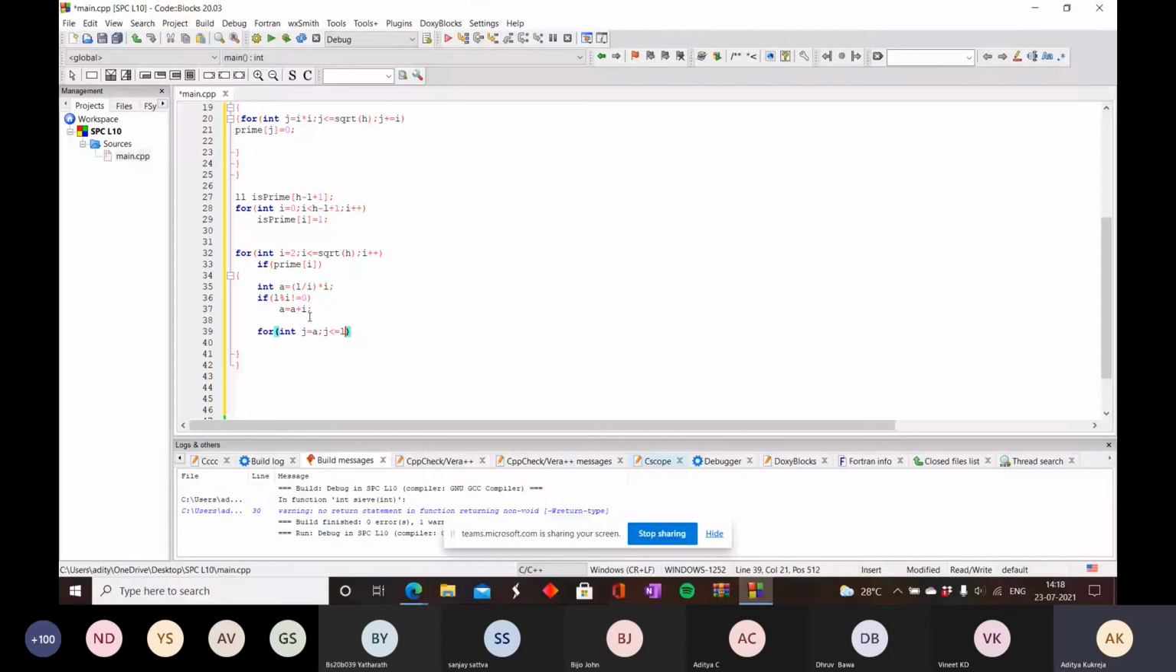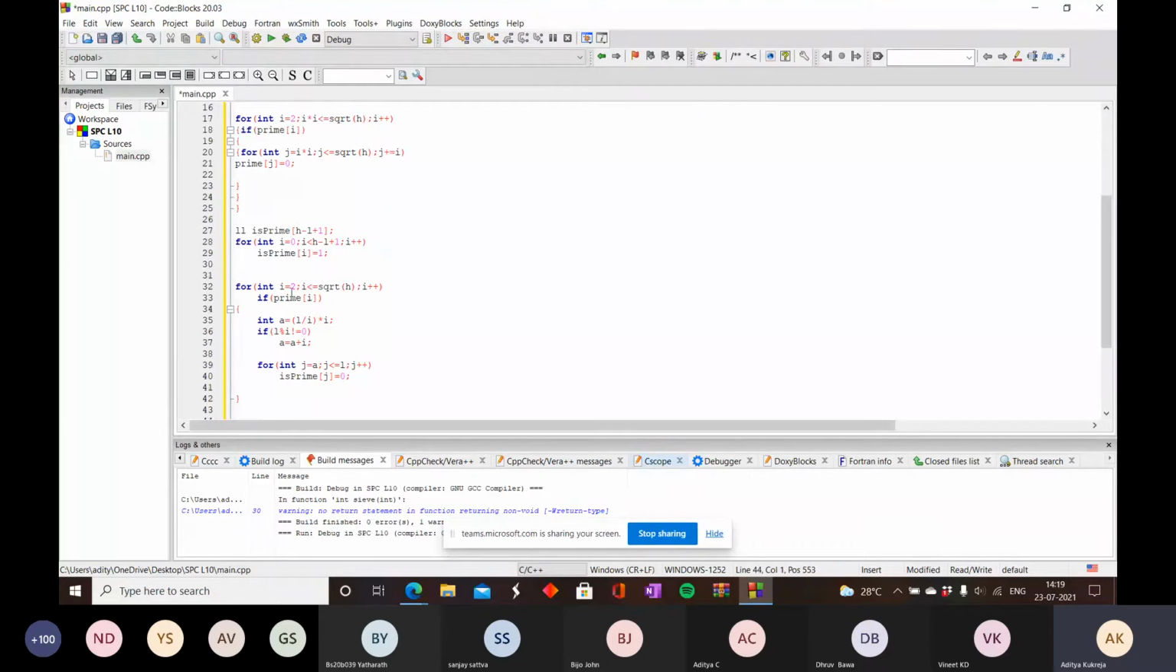And now is prime of j, you'd make it equal to 0. Sorry for this. So if you're assigning it the value of 0, it means you're considering it a composite number, so you're crossing it out. So that's what this for loop does, and this would finish the implementation of this for loop.